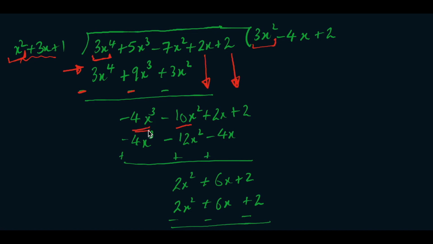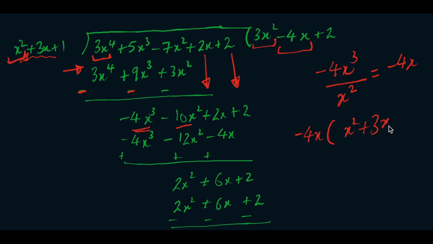So we have minus 4x cube. So we take minus 4x cube divided by the first term of g of x, which is x square. So we get minus 4 times x. So we get here minus 4x. Now we will multiply minus 4x with x square plus 3x plus 1. So it gives us minus 4x cube minus 4 3s are 12, 12x square minus 4x.